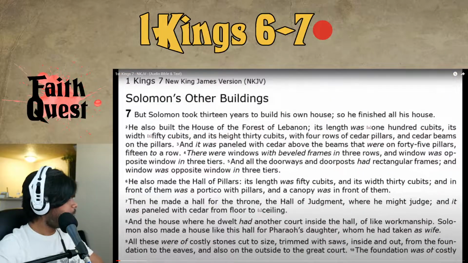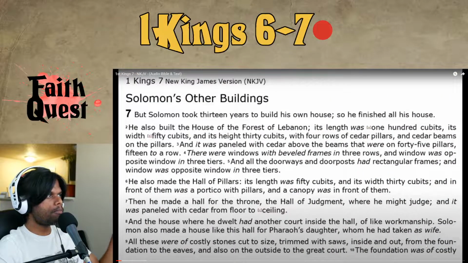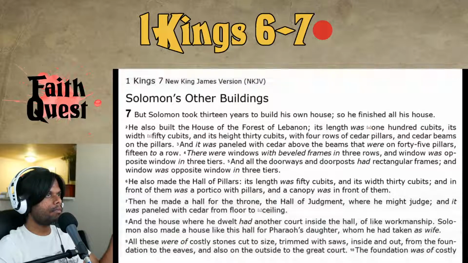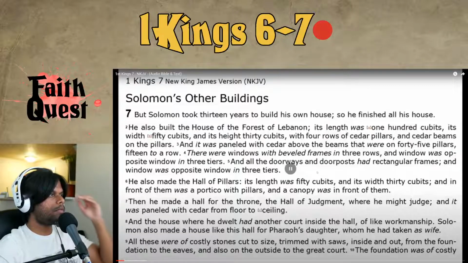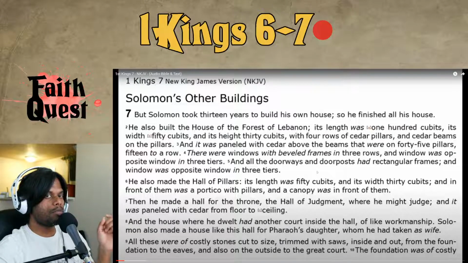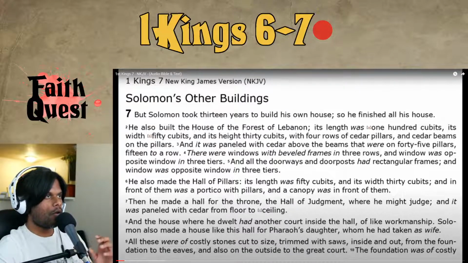But Solomon took 13 years to build his own house. So he finished all his house. Okay, is that because your house is more grand than God's house? You put more time, energy, and focus? You paid more attention to detail with your house? Or was God's house priority, and that's why yours took longer?